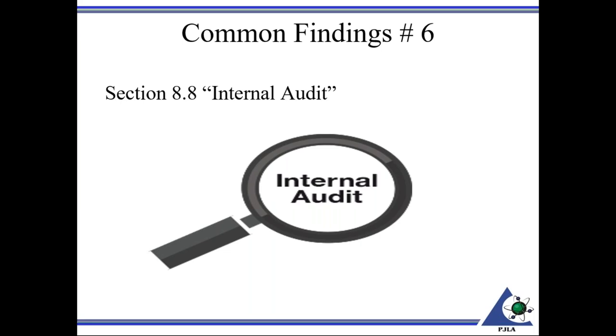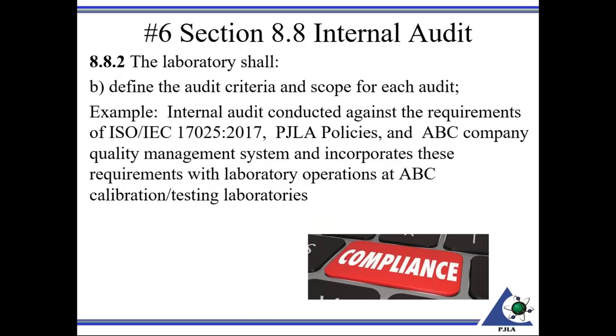All right, moving on down the list. Common finding number 6, internal audit. This is section 8.8. We looked at management reviews that was following this. That was previous. Now we're going to look at internal audits, where we're looking for compliance. One thing here: for your internal audit, the laboratory shall define the audit criteria and scope of each audit. So here's an example of defining criteria and scope of an audit.